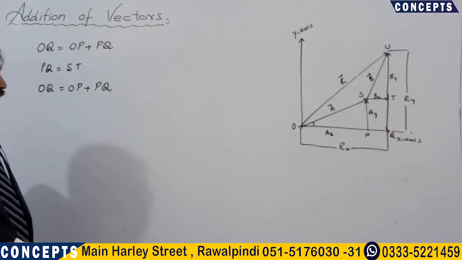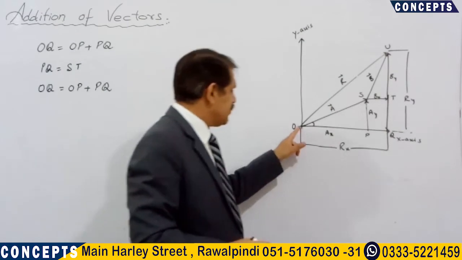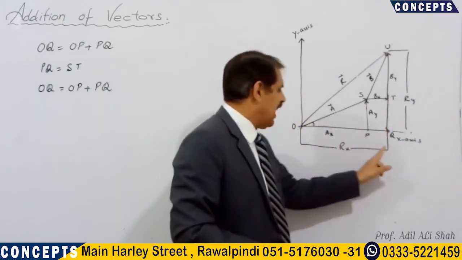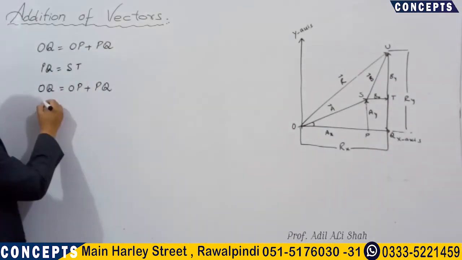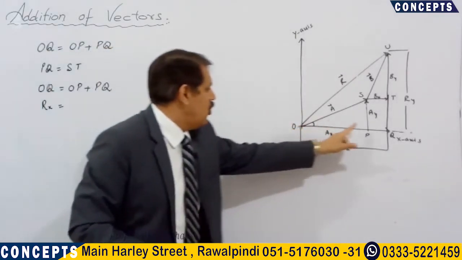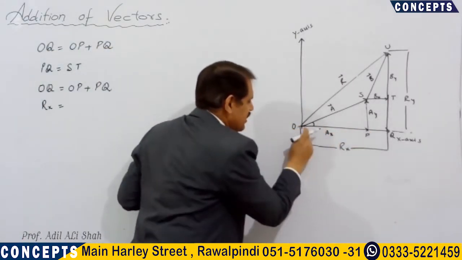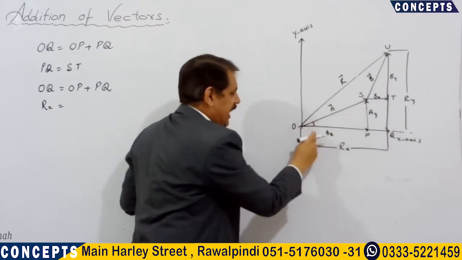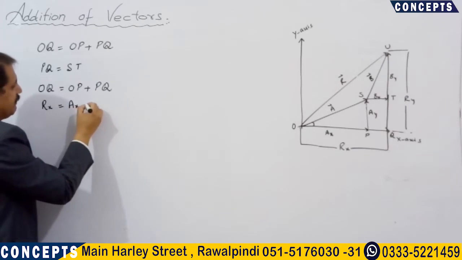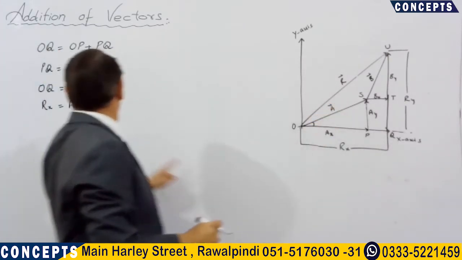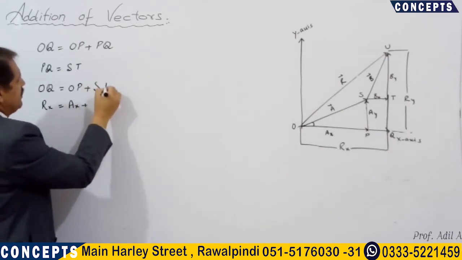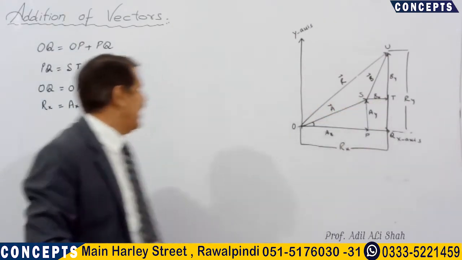PQ. Now, here we can see that this total length OQ is equal to Rx. So we can write Rx instead of OQ. OP, what was this one? This was the x component of vector A. So we can write Ax plus ST. Here we will write ST, and what is ST? ST is Bx.